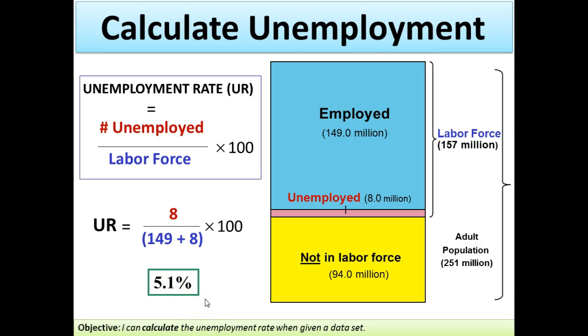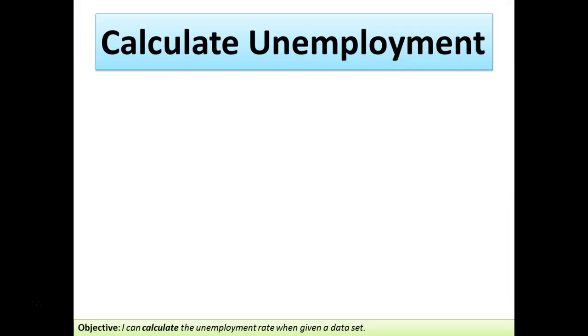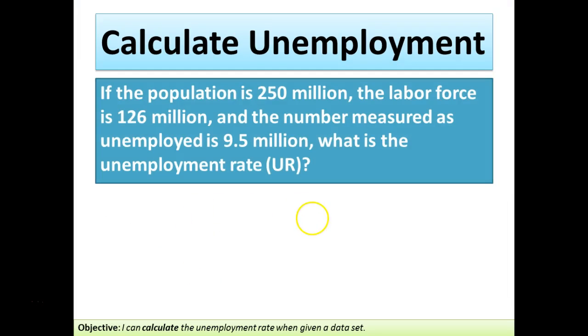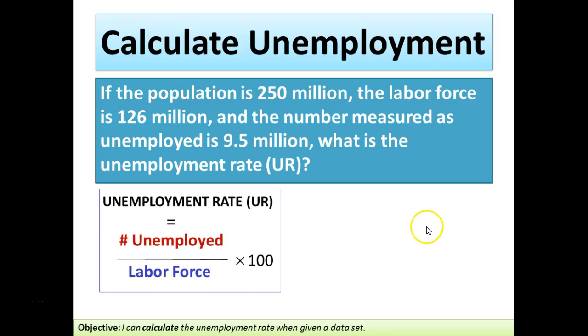So now some examples for you to do on your own. I recommend pausing the video, working the problem out, and then resuming and seeing if you got it right. Okay, let's take a look at it. We have our formula. We plug in our numbers. We have 9.5 unemployed divided by our labor force. The information is given to us as 126.